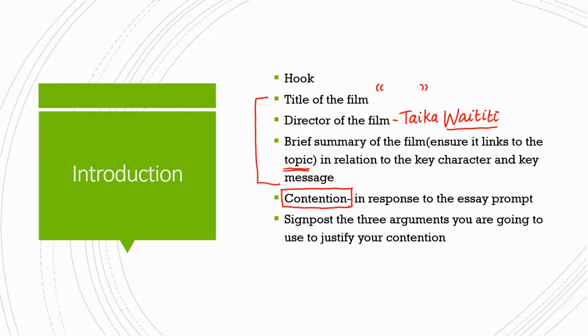The last thing we do is signpost the 3 arguments that you're going to use to justify your contention. So the contention might be that as the film goes on, Ricky Baker matures, and we see this, and the director uses symbolism and film techniques to display this to the audience. Then you're going to signpost pretty much, if you're talking about his maturity, what he's like at the beginning, what he's like at the middle, and what he's like at the end. So let's see this in practice.